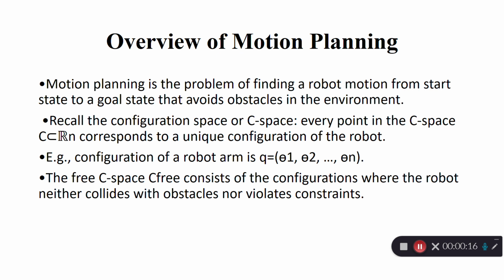So basically, motion planning is the problem of finding a robot motion from a start state to a goal state that avoids obstacles in the environment, where the robot has to go through the obstacles without any collision and then reach the goal.